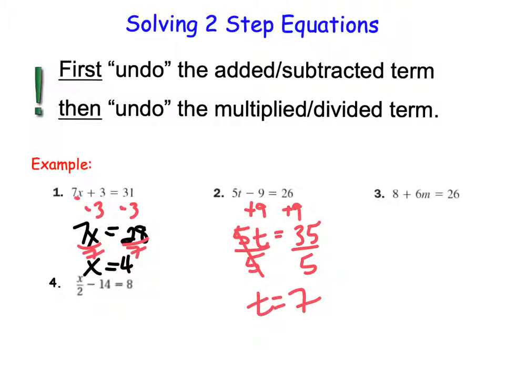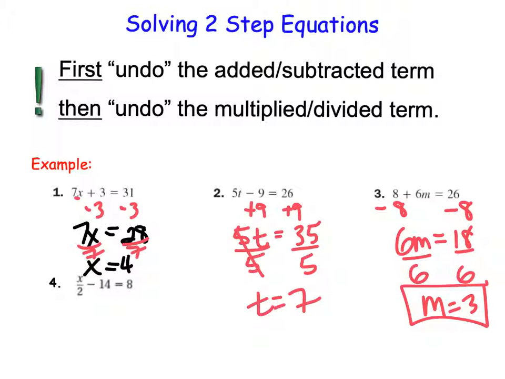Number 3, two operations going on here, multiplication and addition. You try solving this one first. Did you get it? Did you show your work? I'm more concerned with that part.